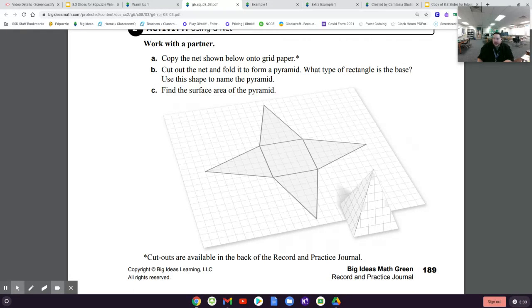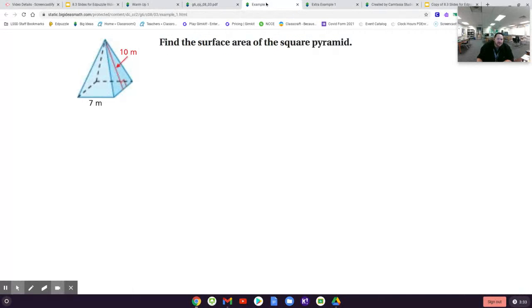It will definitely help to use paper and draw these out. Do not try to do these all in your head. You'll make mistakes. So here's our first example. So we have a square base, and we have 4 identical triangles around the sides. So my first question for you is, what is the area of just the base of this square pyramid? So the base is a 7 by 7 square. So the area for the base is 49. It's 7 times 7.